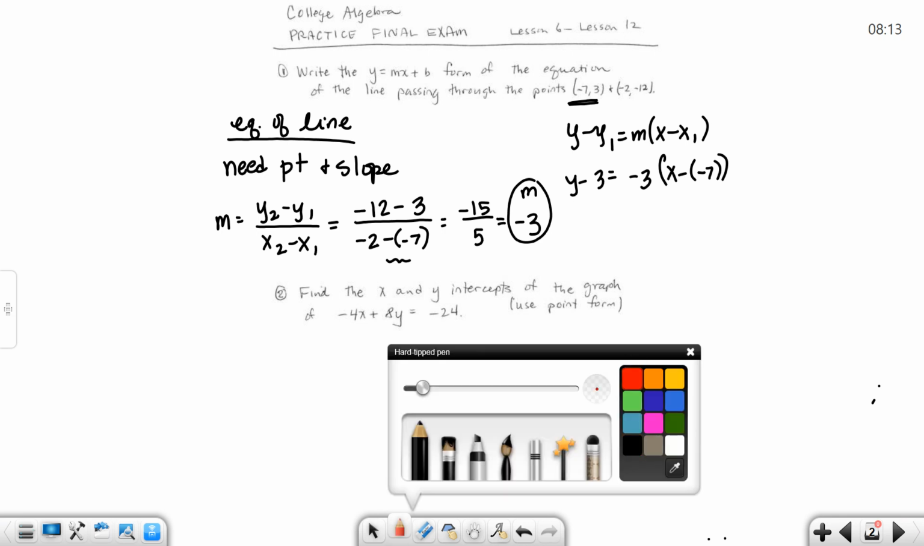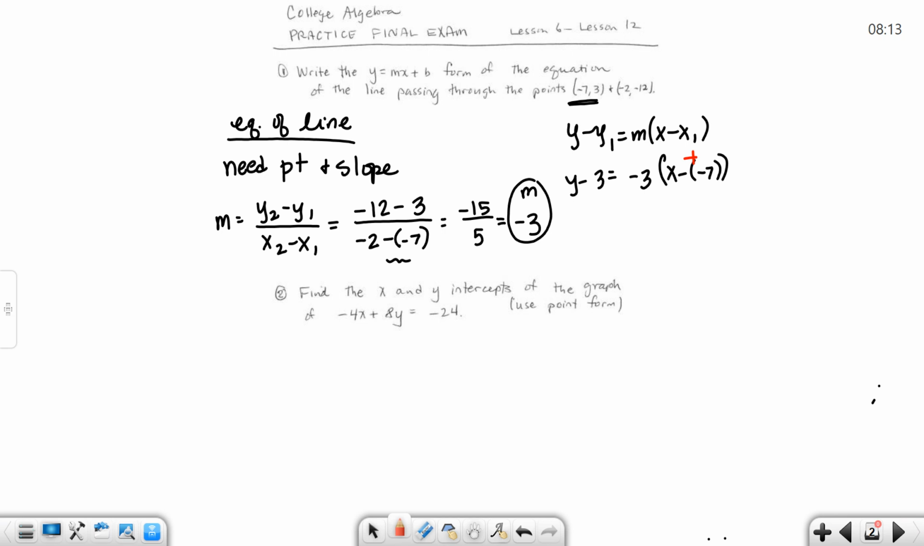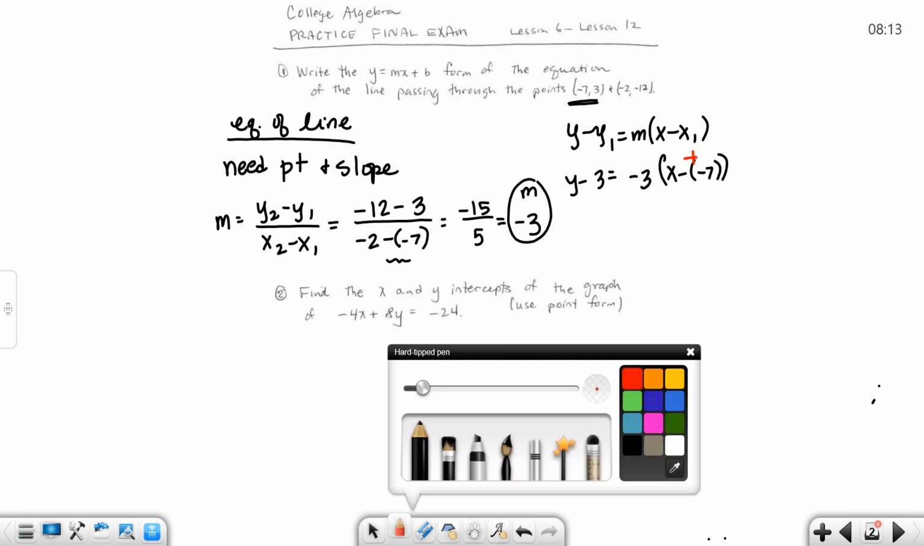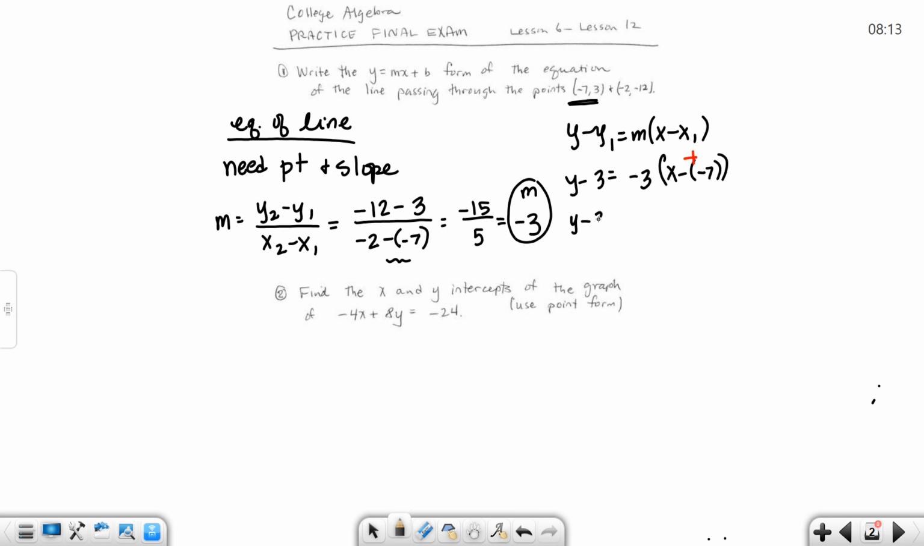So again, this becomes a plus, and what we're going to do is distribute that slope on the right. So we get y minus 3 equals the slope times x plus 7. To get y completely by itself, add 3 on both sides. And so we get the final equation in y equals mx plus b form.